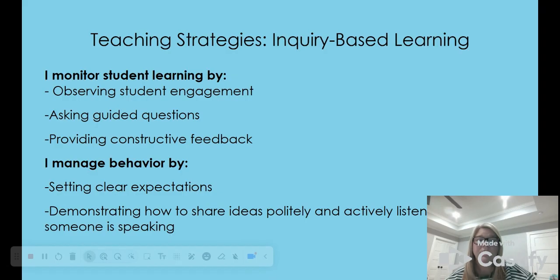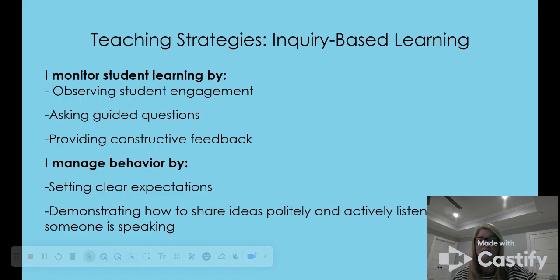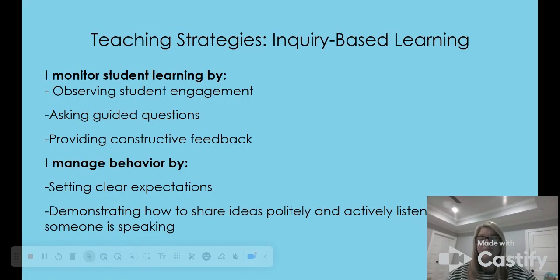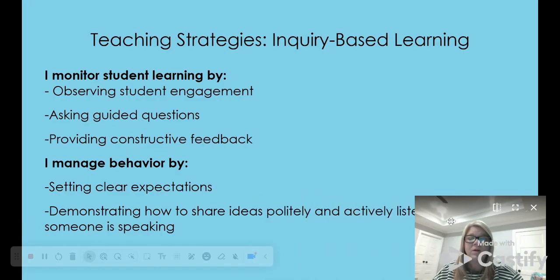Teaching strategies for inquiry-based learning. I monitor students' learning by observing student engagement, asking guided questions, and providing constructive feedback. I manage behaviors by setting clear expectations, demonstrating how to share ideas politely, and actively listening while someone is speaking.